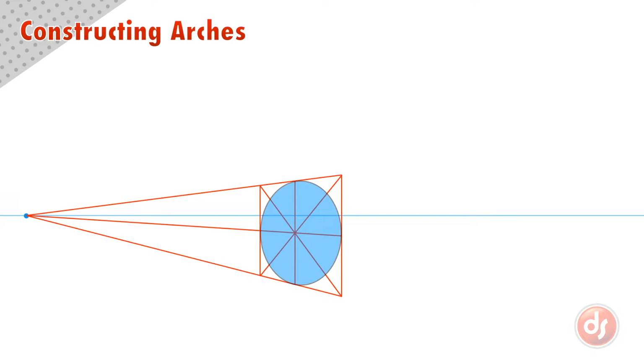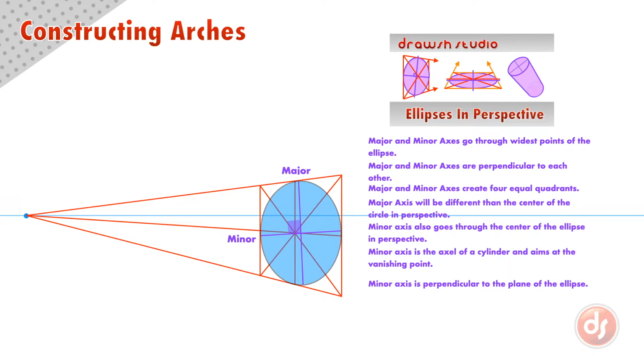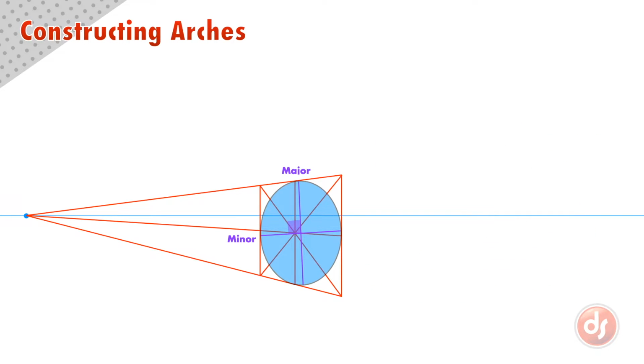And of course, we can use the major and minor axis to check to see if the ellipse meets the conditions it needs to be correct. The minor axis will also reveal the opposite vanishing point, which we will need to construct the arch.